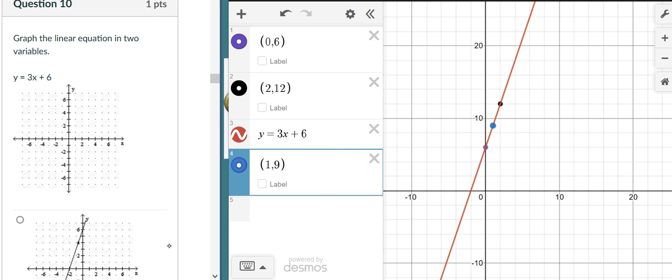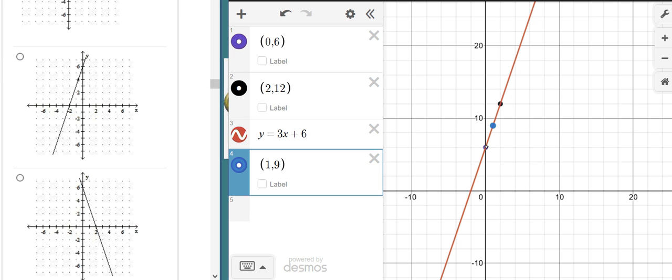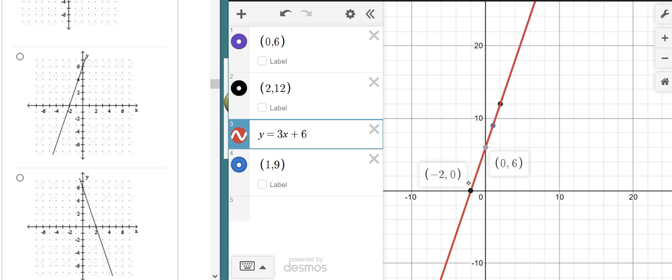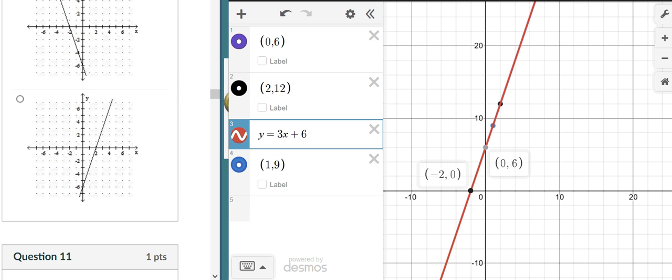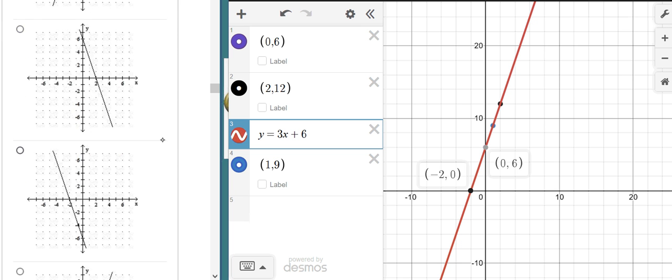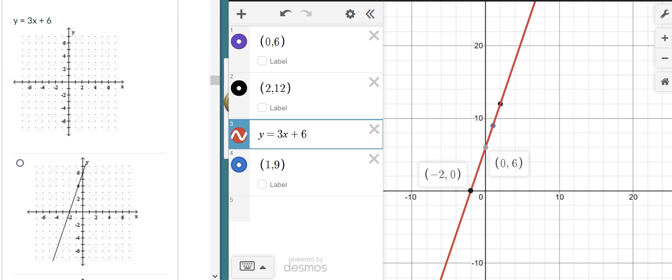Okay, so there's the graph, and which one matches? Does this one match? Yeah, this one sounds right. You see, here was our 0, 6, and here is 0, 6. How about this point? Negative 2, 0. Negative 2, 0. Okay, and this one is not right. This one is too far away. And this one is not 0, 6. You see, this is 0, negative 6. So the first one is our choice. This is okay. All right. I'll see you next time.